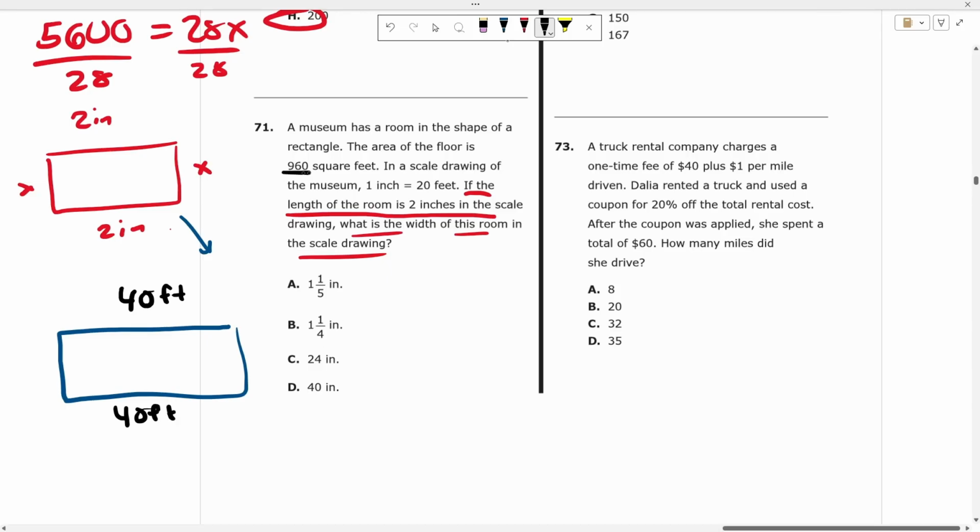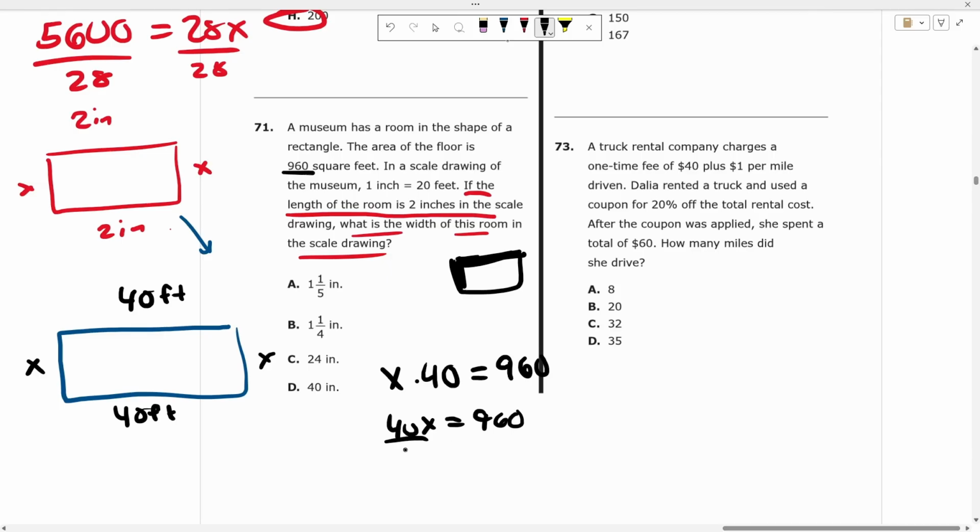We also know that the area is equal to 960 feet. We know that the area of a rectangle is length times width. So we know that x times 40 is equal to 960, or 40x is equal to 960. Now if we divide both sides by 40, we can isolate x, and we get x is equal to 24. So we know that in real life, the width is equal to 24 feet.